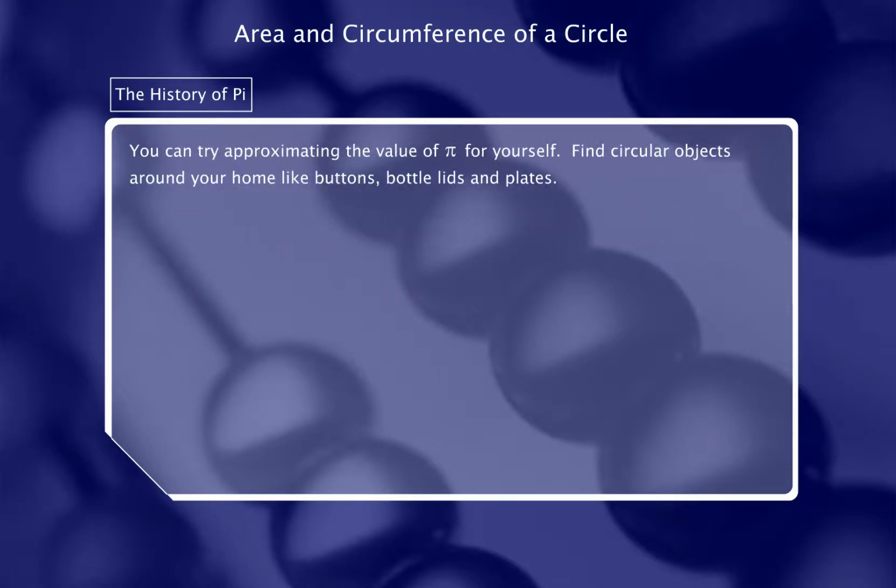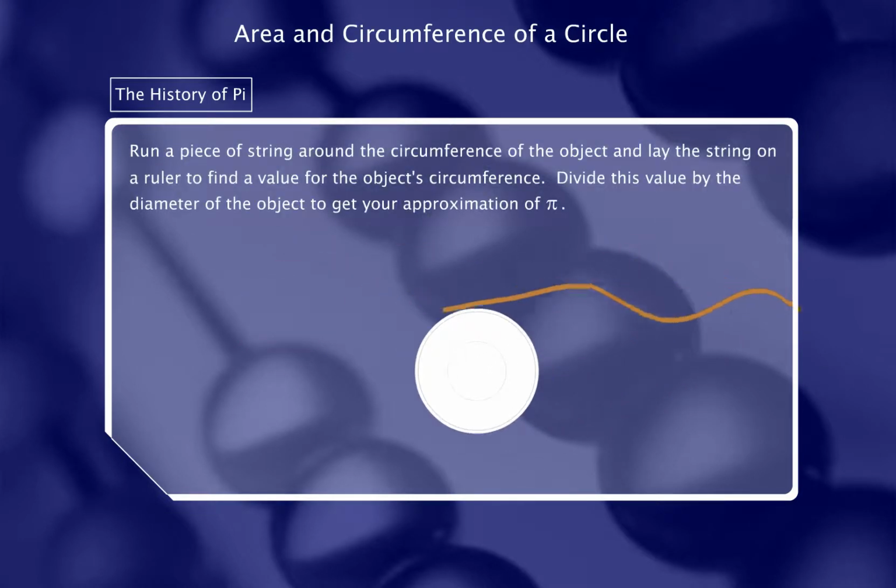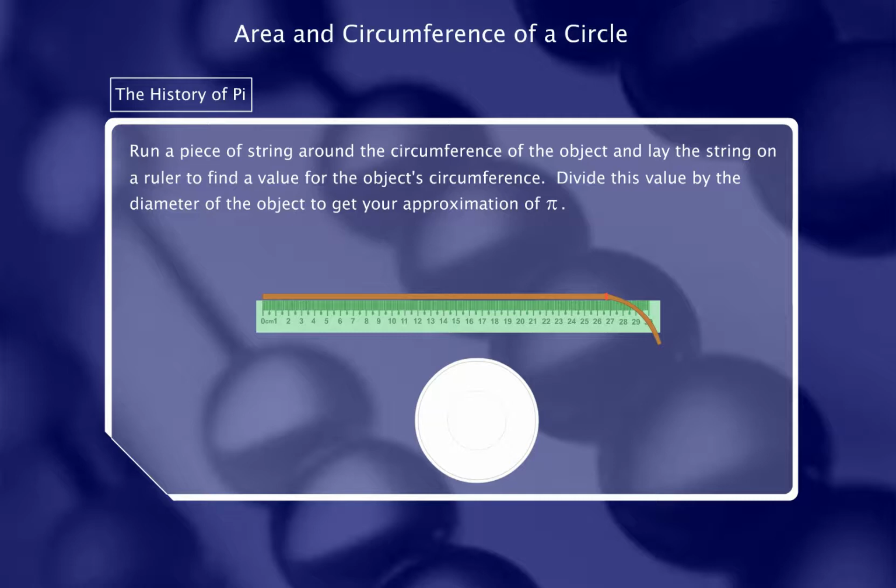You can try approximating the value of pi for yourself. Find circular objects around your home like buttons, bottle lids, and plates. Run a piece of string around the circumference of the object and lay the string on a ruler to find a value for the object's circumference. Divide this value by the diameter of the object to get your approximation of pi.